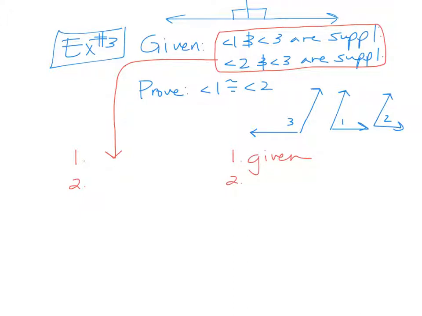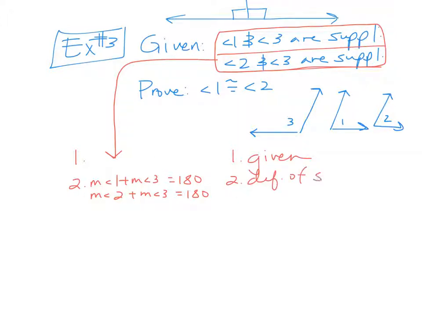What can we say? Since they told us they are supplementary, what do we know? They add up to 180. So we're going to say the measure of angle 1 plus the measure of angle 3 equals 180, and the measure of angle 2 plus the measure of angle 3 equals 180. And what's the reason for that? Not substitution, supplementary, right? That's just the definition of supplementary. In the given, they told us they're supplementary. Well, that means that they have to add up to 180 then, right?